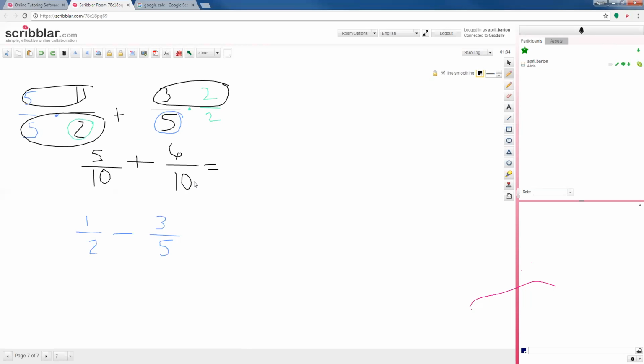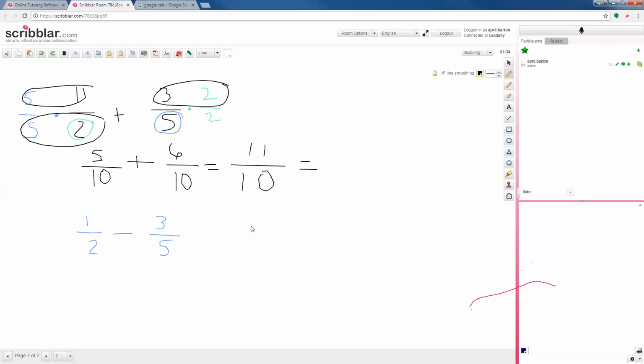Then when we do the addition, the denominator stays the same. You keep it that 10 the entire time now that it matches. And we only add the numerators together. 5 plus 6 is 11. So you could leave your answer like this, 11 over 10. You might need to write this as a mixed number.